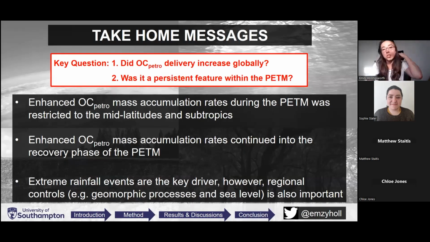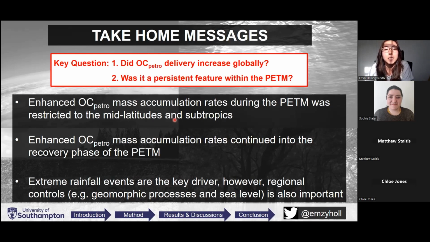So just to highlight my main take-home messages, I've popped the key questions back up on the top, and I hope I've been able to answer them clearly. So firstly, was it something that we see globally? Well, it seems definitely we see this signal in the mid-latitudes and the subtropics. In the high latitudes, it's at least not as distinct. We don't see any changes in the biomarker as we do in these lower latitudes.